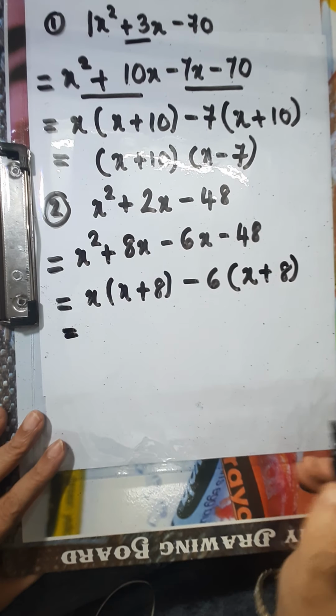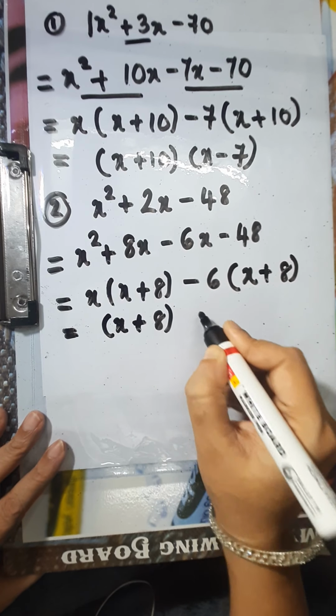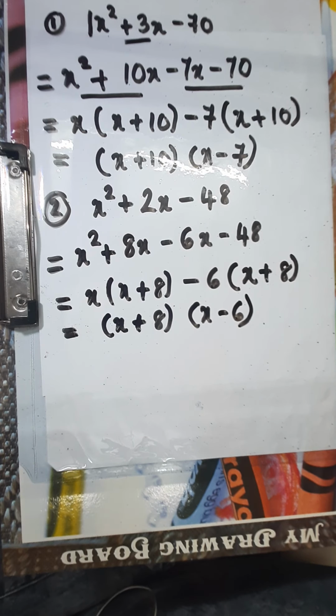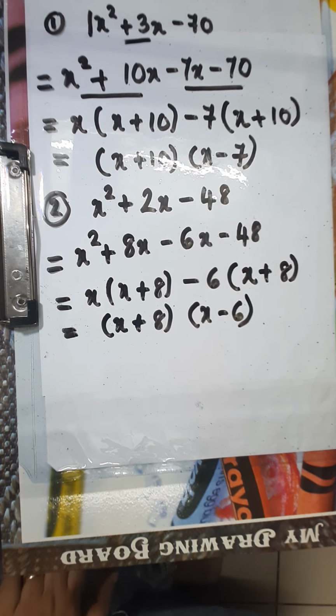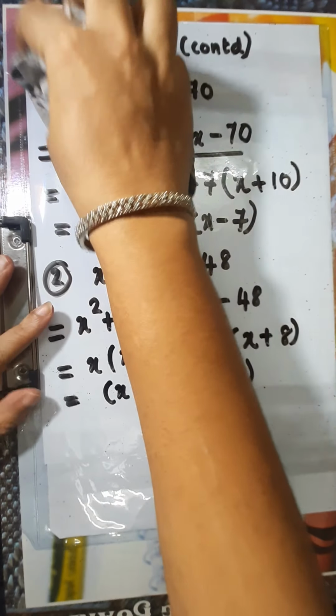So, what are my factors? My factors are x plus 8 and x minus 6. Now, I will take the next type. I am doing 2 sums of this type. Maybe I'll do one more later of the other one.